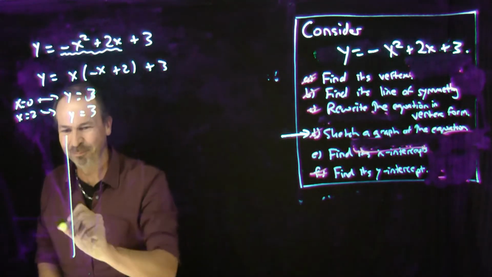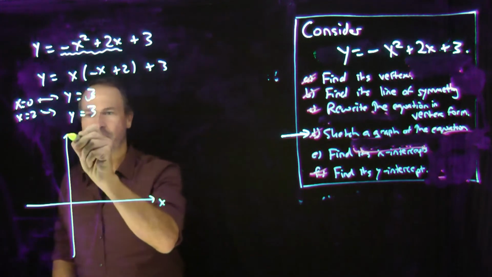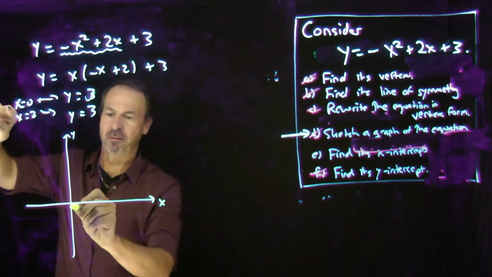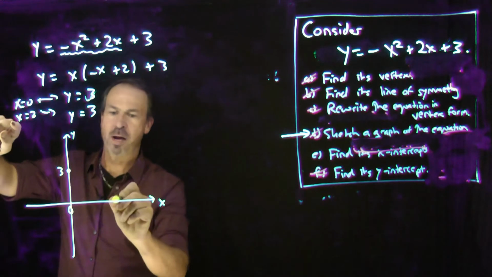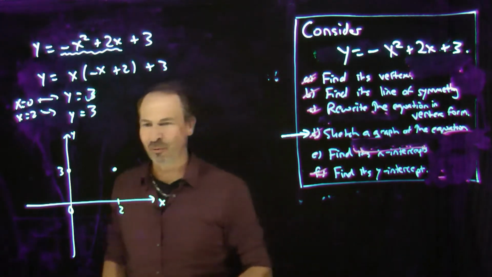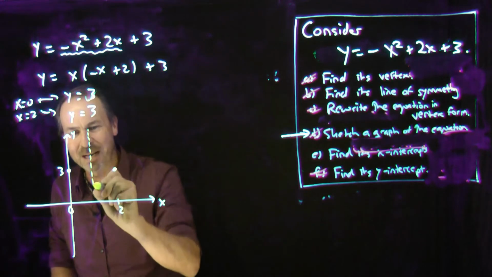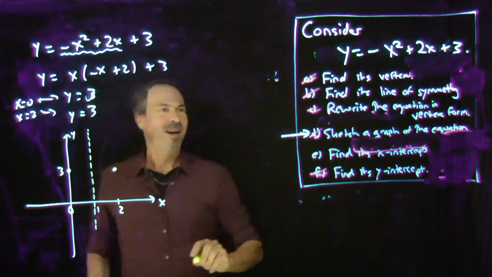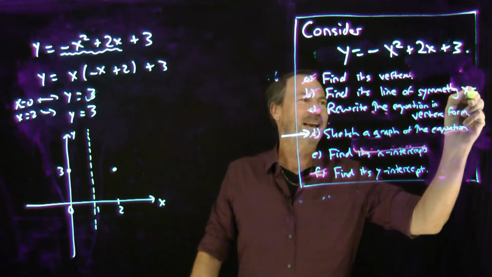Let me start sketching. X-axis, y-axis. At x equals 0, I'm at 3. At x equals 2, I'm at 3. All right? 2 symmetrical points on a symmetrical graph. I can see the line of symmetry has to be right down in between them at x equals 1. Line of symmetry must be x equals 1.